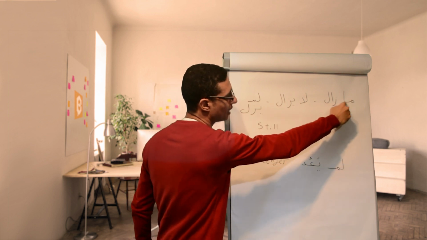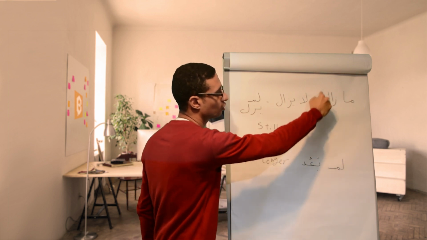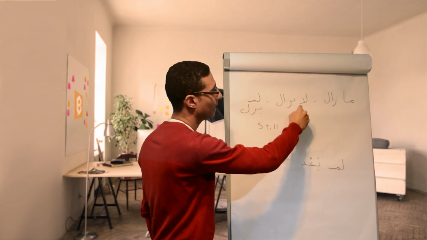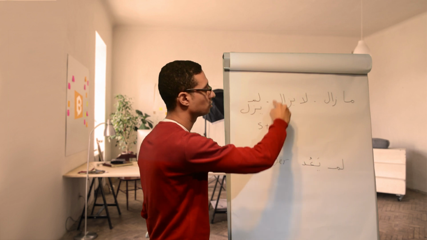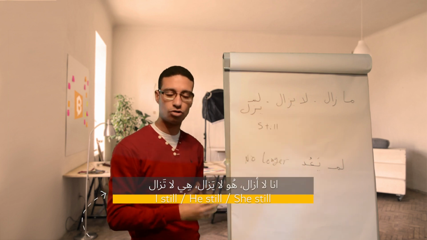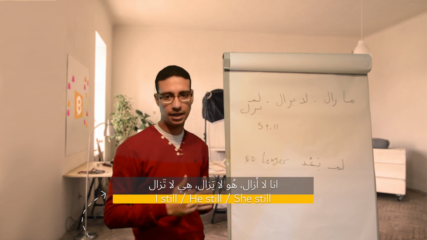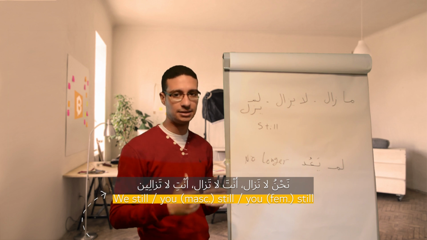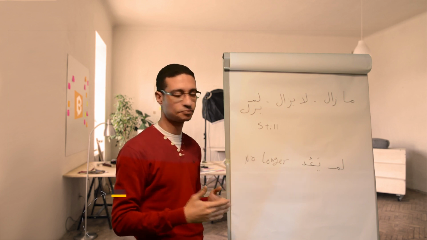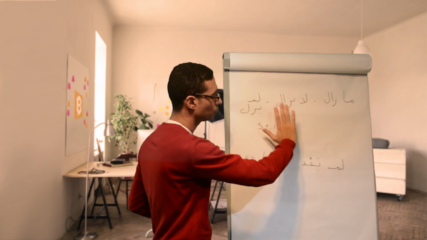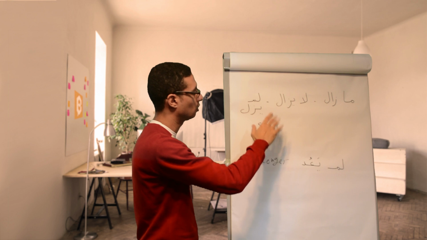So this is ma with the verb conjugated in the past tense. Sometimes we use la and the verb is conjugated in the present tense, like أنا لا أزال, هو لا يزال, هي لا تزال, نحن لا نزال, أنت لا تزال, أنت لا تزالين, وهكذا, and so on. But there is no difference in the meaning, almost not at all.